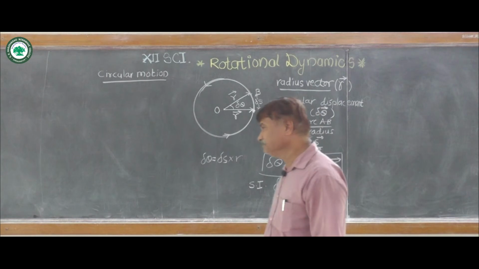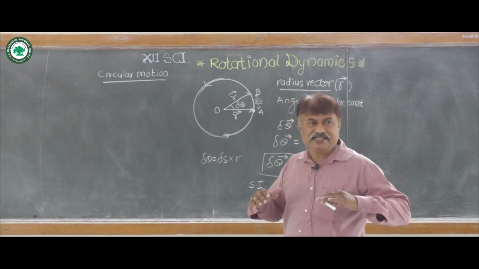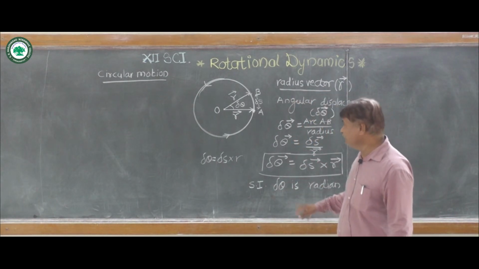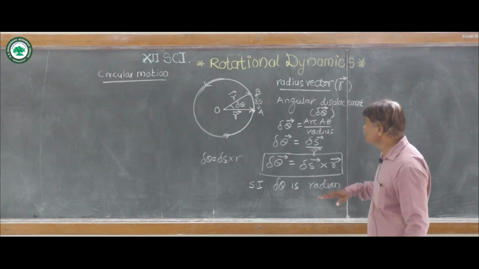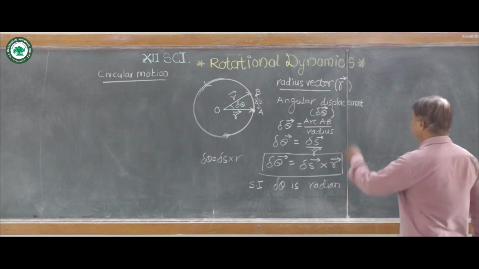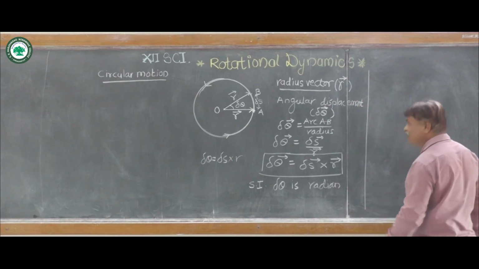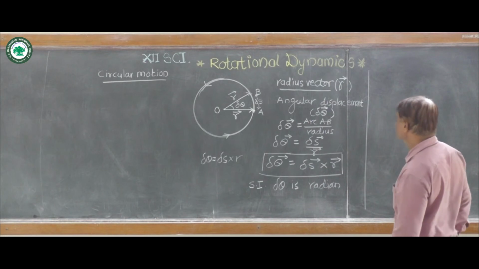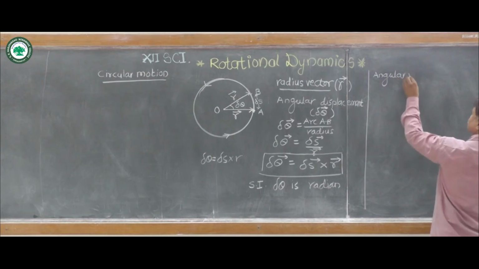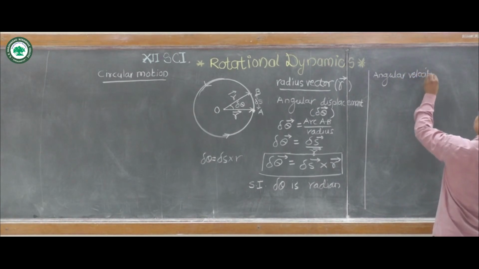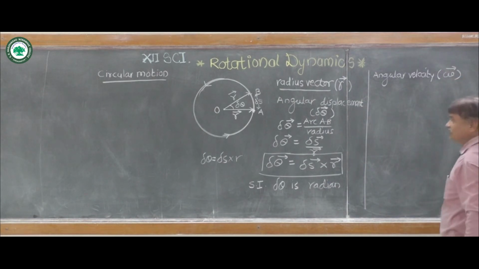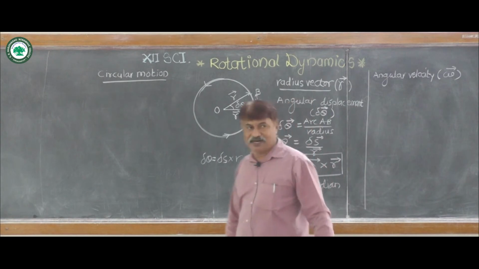Now we know that velocity is a physical quantity which depends upon displacement, and therefore angular velocity depends upon the angular displacement. For angular velocity, it is shown by the symbol omega bar.